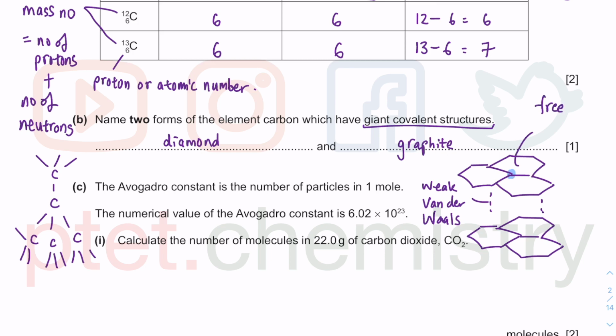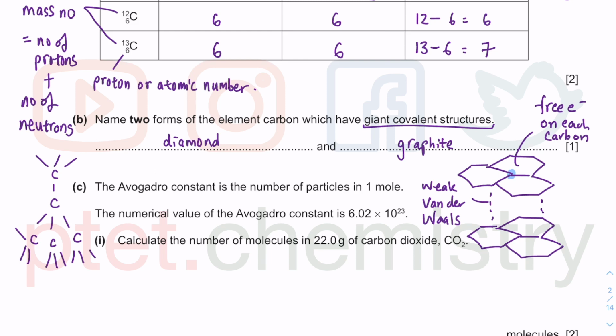So we have a free electron on each carbon, and that is why graphite can conduct electricity. We use it as an electrode in batteries as well as in electrolysis, which we already learned a lot more about in the electrolysis topic.